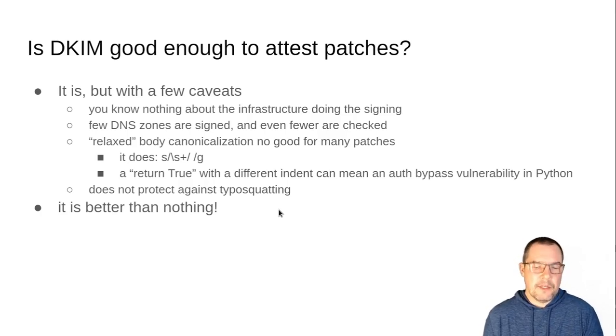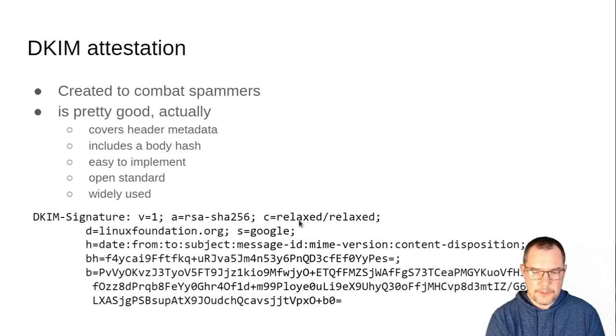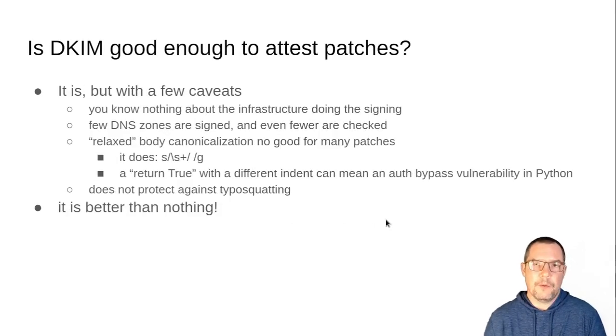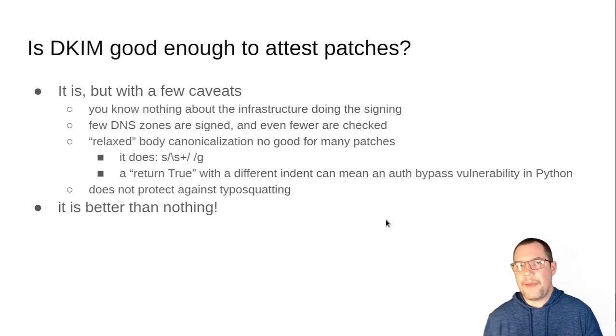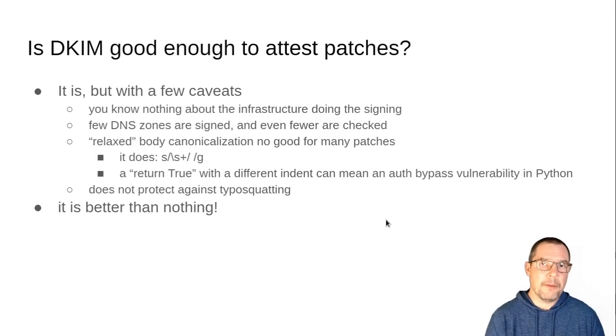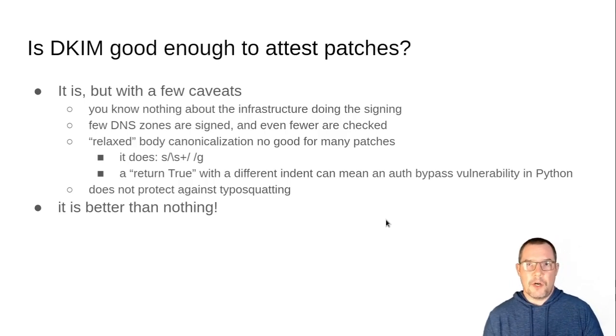Now, the problem is the relaxed body canonicalization. If you look at the c=relaxed, that tells you that the body was canonicalized using the relaxed standard. And one of the things the relaxed standard does is collapse all multiple white space into a single space. Not a problem for patches for languages like C or Perl, but for languages with syntactic white space like Python, obviously this is going to be a problem, because a return true with a different indent could return you from a verification function, and that'll be a nasty vulnerability.